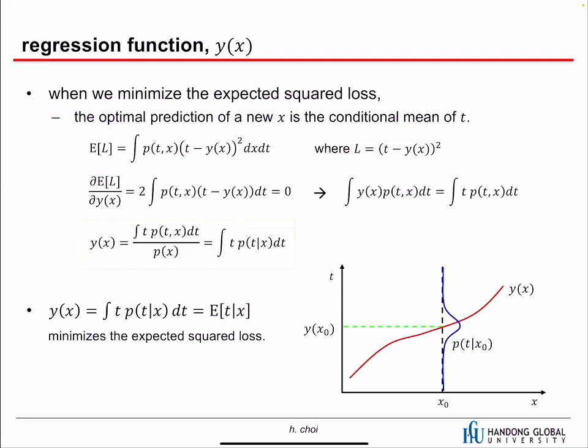Okay, and before we talk about the specific algorithms, I want to talk about this regression function y of x in terms of this expected squared loss. So when we minimize the expected squared loss, the optimal prediction of a new x is the conditional mean of t. So it means, we have lots of training samples here. Then x naught is our new sample. Then what is the prediction, or what is the estimate of the output? In that case, if we have lots of samples here in the training samples, then we have lots of labels too, right? So we have lots of samples and labels, and all these labels might be different.